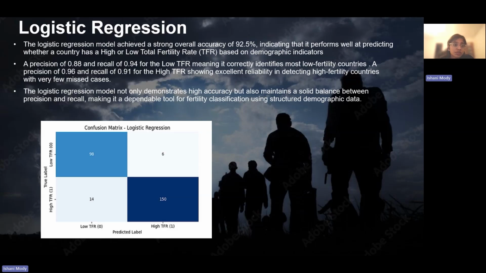For logistic regression, the precision of 88% and a recall of 94% for low TFR meant that it correctly identified most low fertility countries, and a precision of 96% and recall of 91% for high TFR showed that it correctly predicted countries with high fertility. Overall, the logistic regression model demonstrates high accuracy, but I think it also maintains the balance between precision and recall, which makes it an ideal tool for fertility classification.